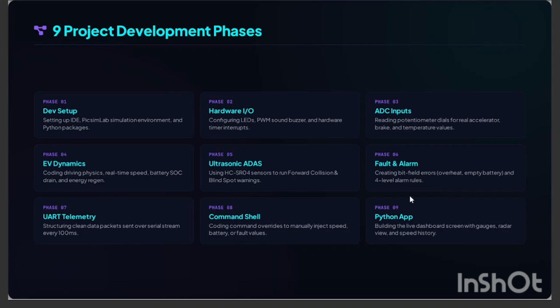Phase 7, 8, and 9. Structuring the dual line telemetry transmission packet protocols, implementing an interactive serial command shell, aligned terminal overrides, and finally coding the complete Python application to parse these live strings and update the graphical user interface smoothly.